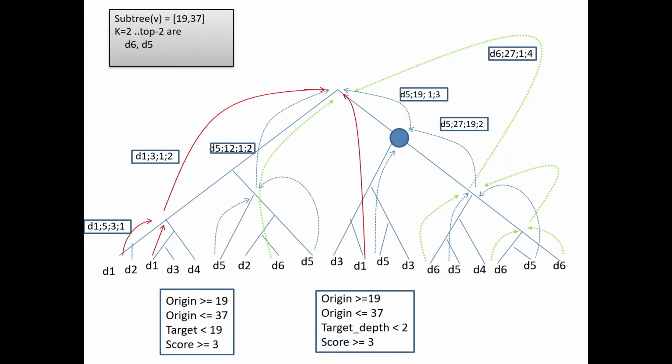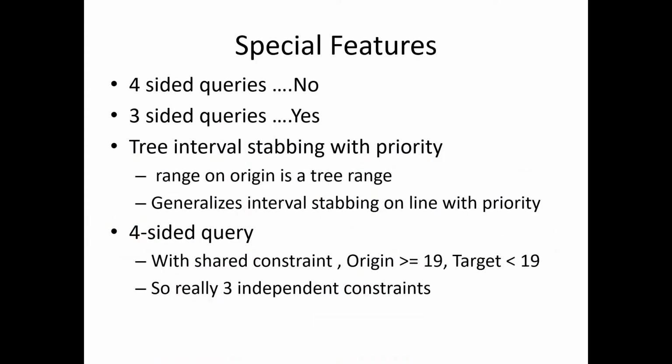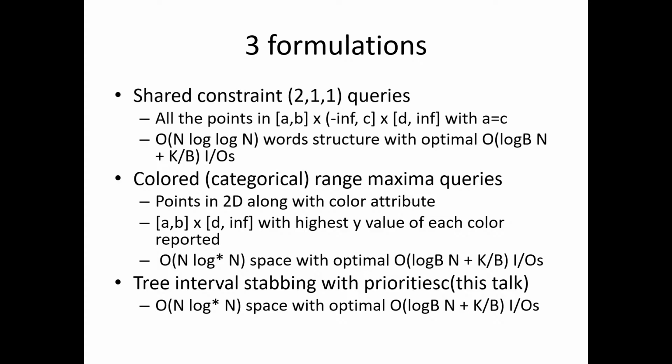So this 19 as a number is shared. So this is not an independent 4-sided query, but it has something shared. Okay? So we were looking at what we can do in various formulations with this problem. There are 3 different formulations and 3 different related problems which can solve this problem. First is just take the shared constraint. Just exploit the fact that your two queries, two dimensions, have a constraint which is shared.